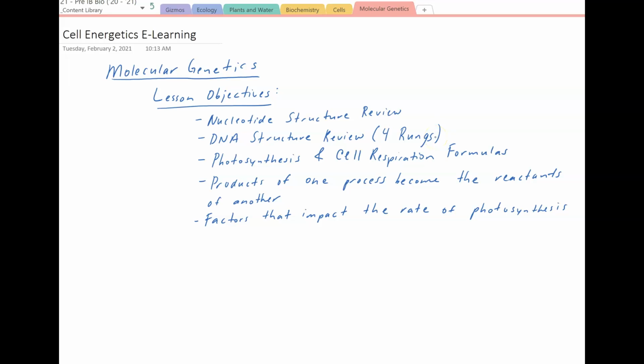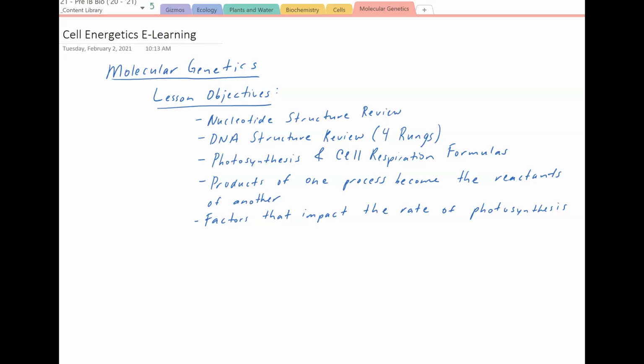We're going to be looking at photosynthesis and cell respiration, kind of taking it to the next level, looking at the specific formulas for each. We're going to talk about how the products of photosynthesis will become the reactants of cell respiration. We'll take time to review what a chemical reaction is, what do we mean by reactants, and what do we mean by products. And then lastly, we're going to take a look at different factors that are going to impact the rate of photosynthesis.